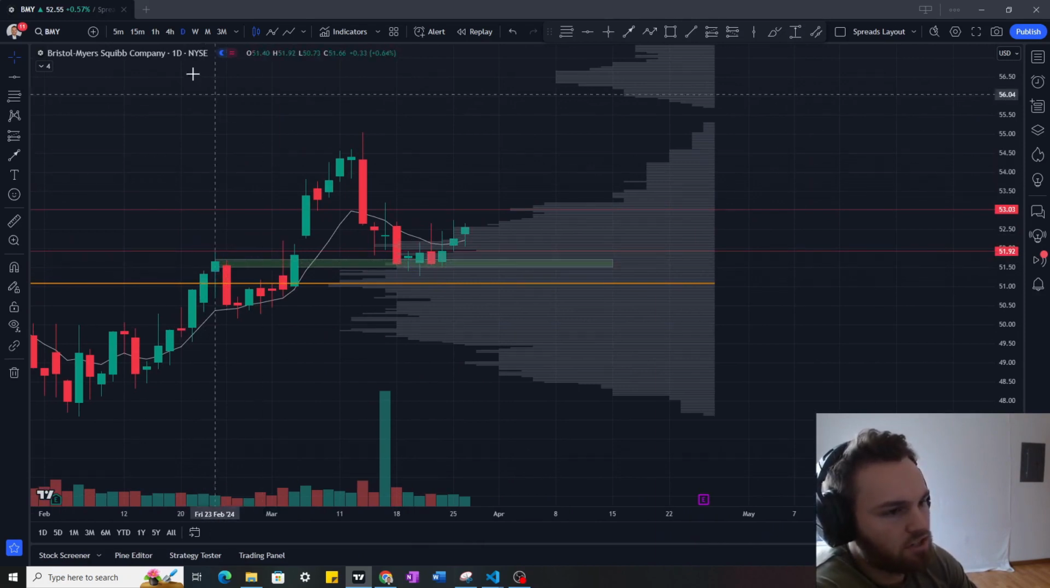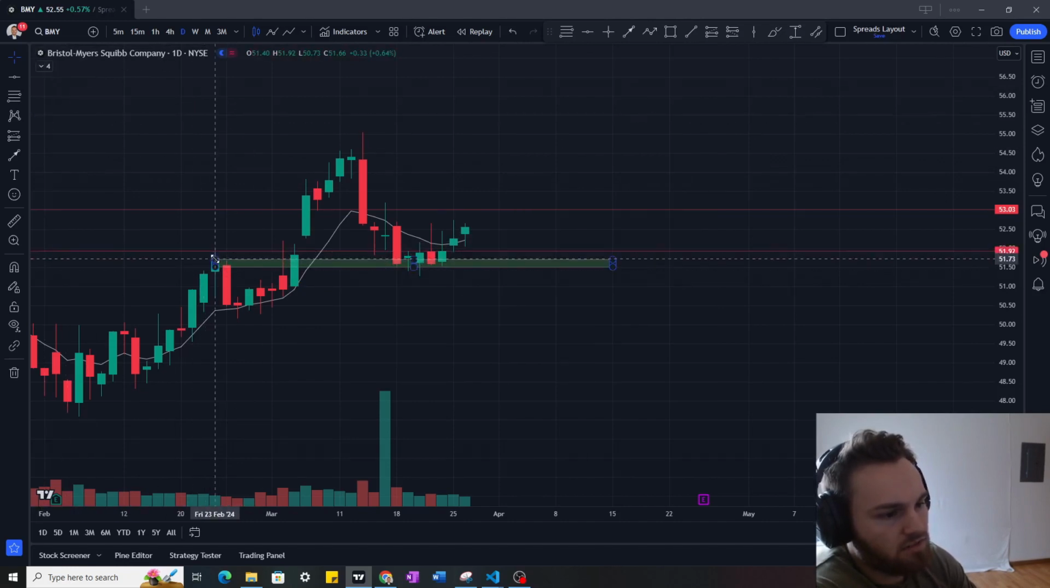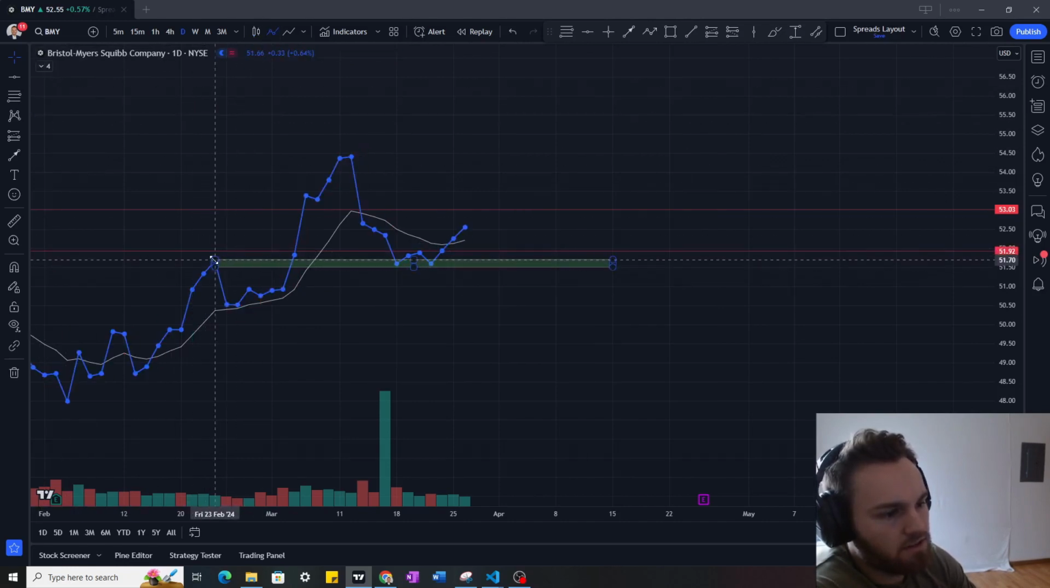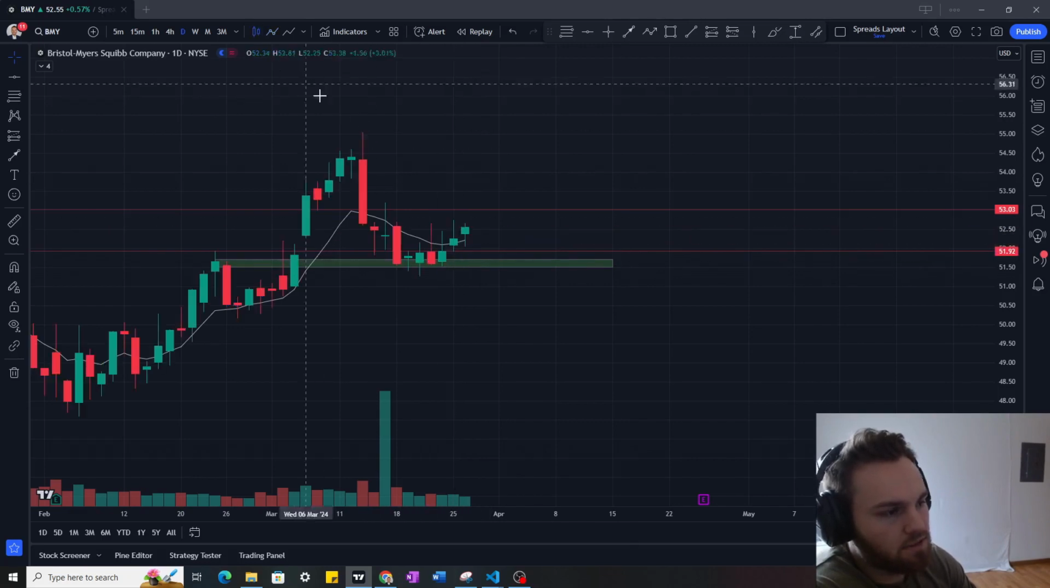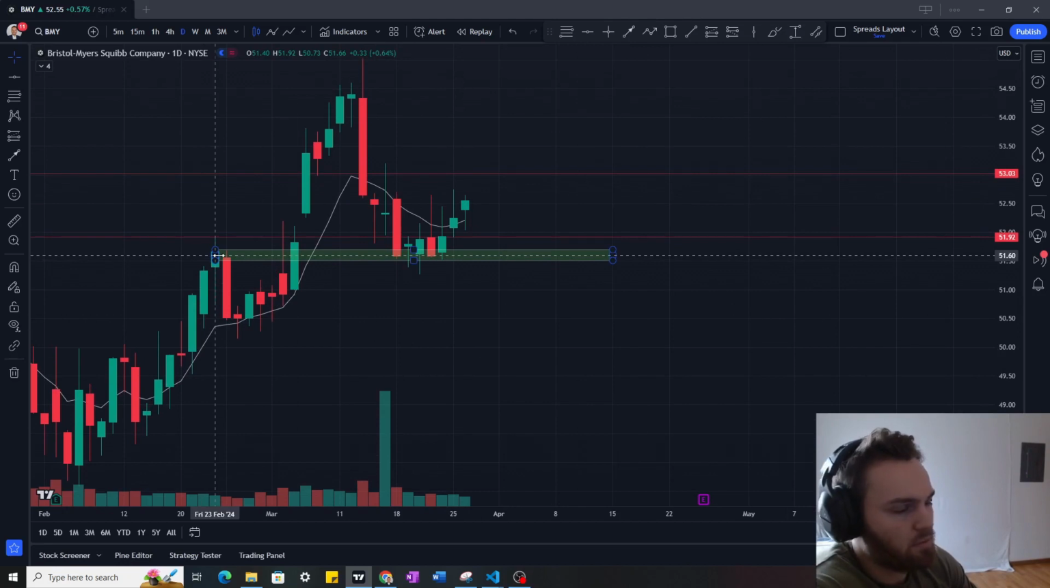So here's your rejection. Let's turn this off just for simplicity. Here's your rejection over here on the line with markers. Here's your rejection. Here's your break. Here's your nice W, here's your nice double bottom right here. And then we've had a nice little 3-day run here. So we played the break and retest of this about 51.50, let's say. And then we like the support that it was showing on 51.50.